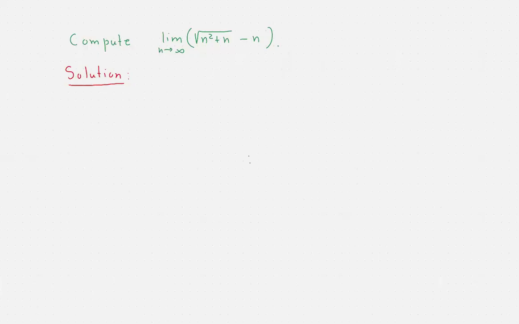So we would like to compute the limit of this sequence, square root of n squared plus n minus n. And the reason we're doing this is because we would like to anticipate what we will do with functions and limits at infinity.